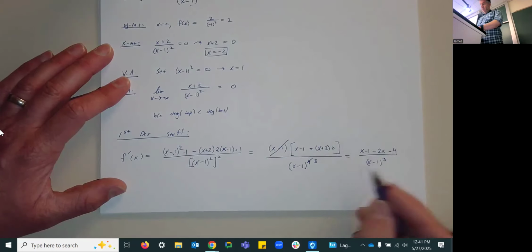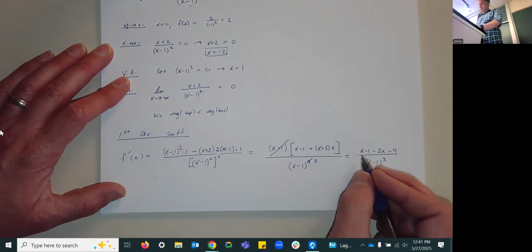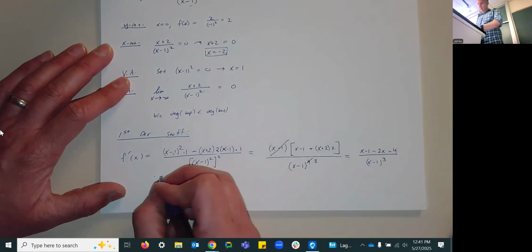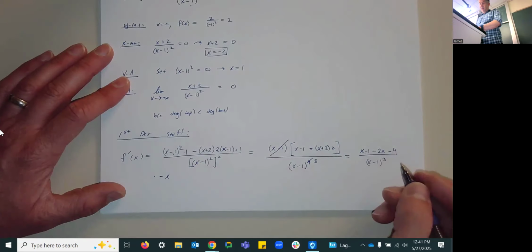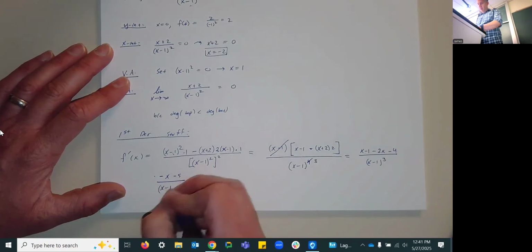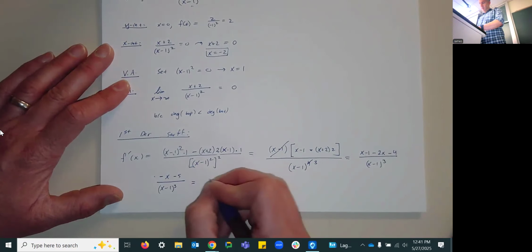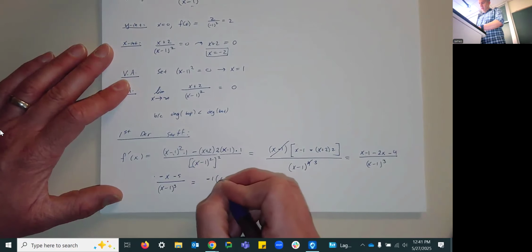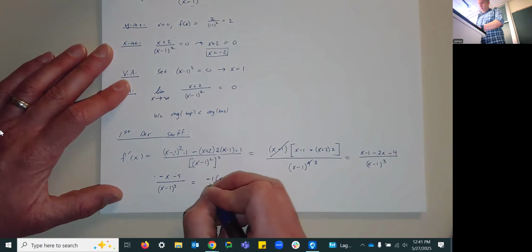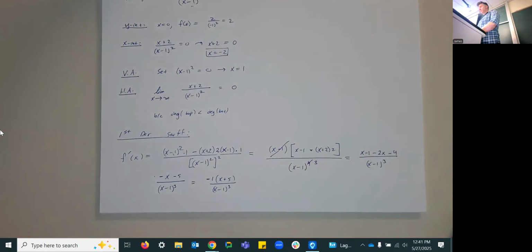Finally, simplifying the numerator as much as possible, we get x minus 2x, so negative x, minus 1 minus 4 is minus 5, all over x minus 1 cubed. If you really wanted to, you could factor out the negative 1 from the top and write it as negative 1 times x plus 5, all over x minus 1 cubed.